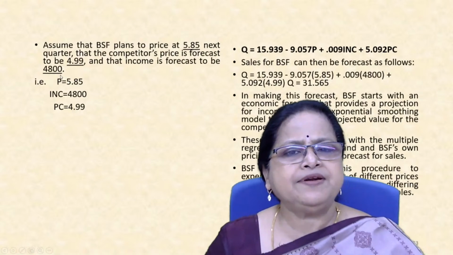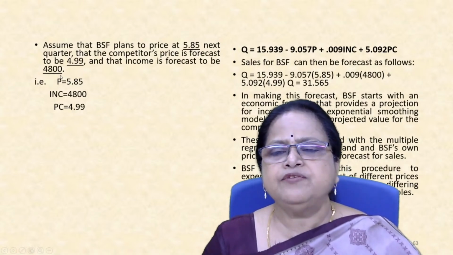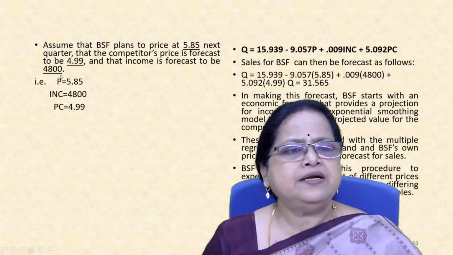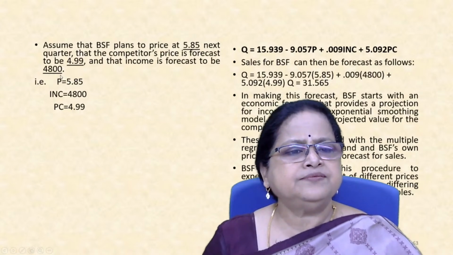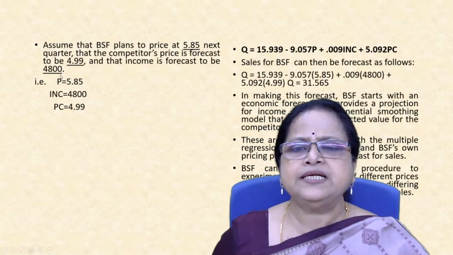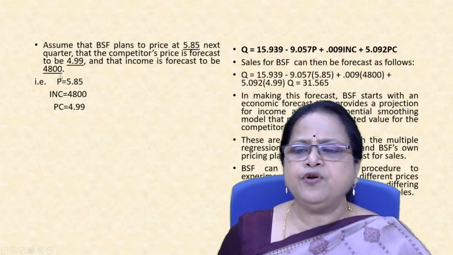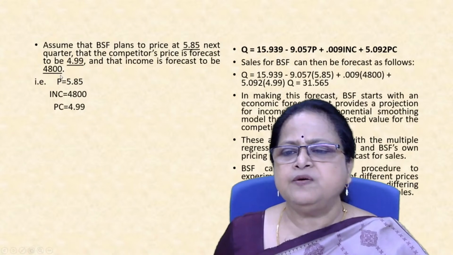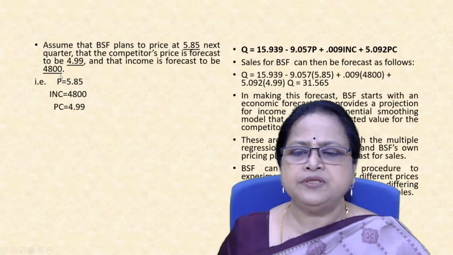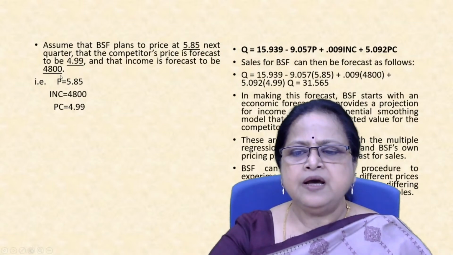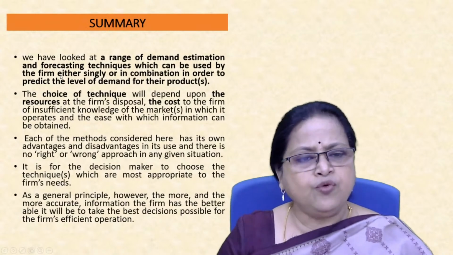Now suppose the left hand side shows that 5.85 is required. Then you just put the value 5.85 and the 4800 income forecast, you can put that, and PC 4.99, you can put that, and that will become 31.565. So an economic forecast provides a projection for income, and an exponential smoothing model provides a projected value for the competitor's price. Now here we can say that we can go back to the survey.